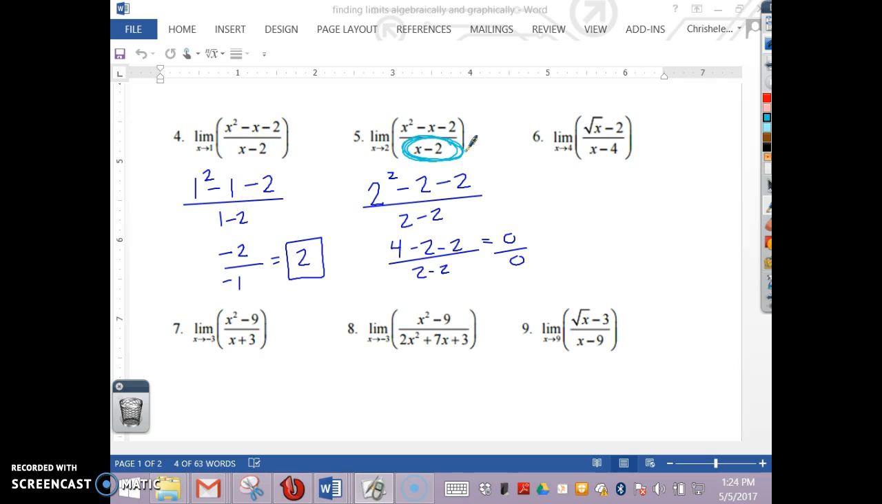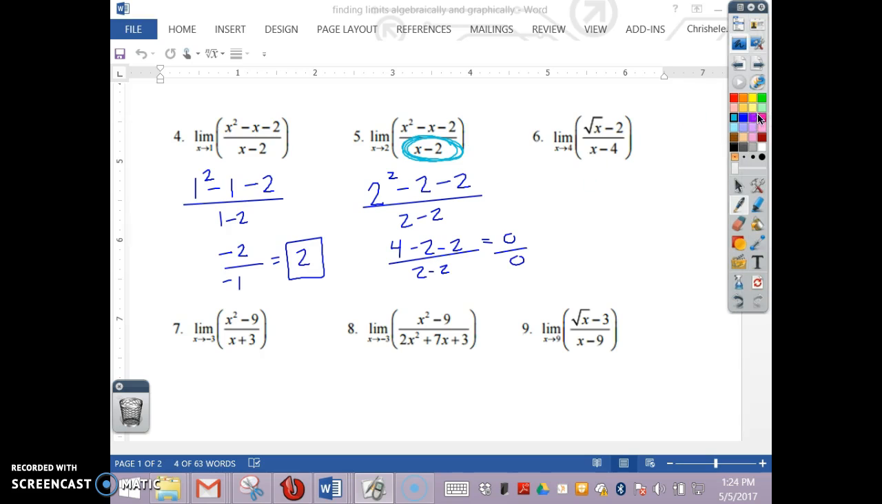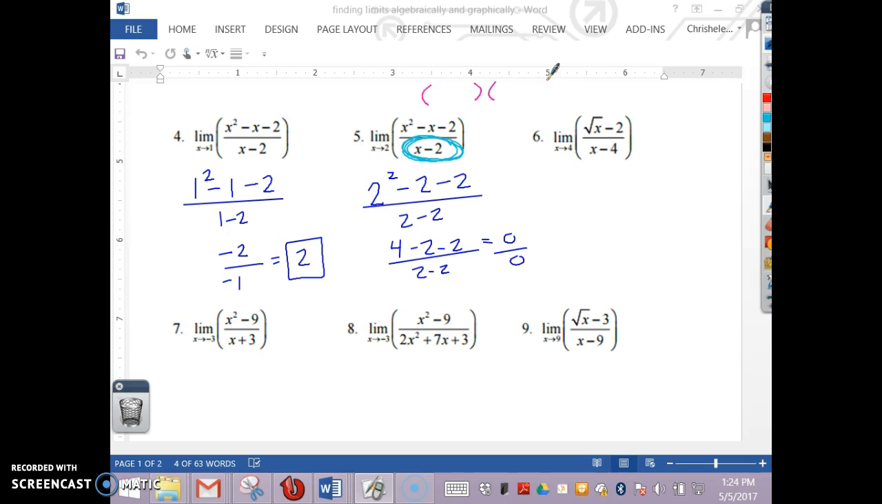I have a hole. So I'm going to factor the numerator: what multiplies to negative 2 but adds to negative 1? Negative 2 and positive 1. I also have a negative 2 in the denominator. That makes a hole. Now I can plug in a 2, and 2 plus 1 is 3.